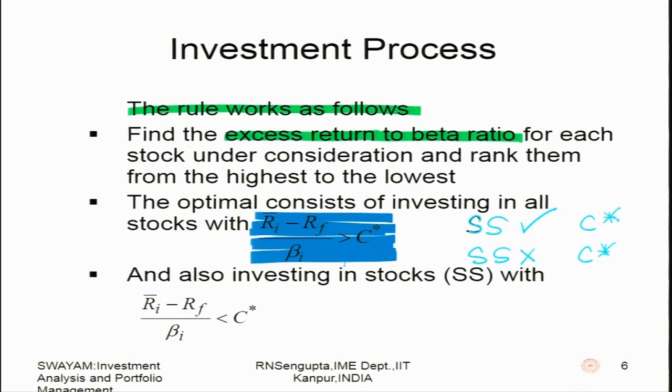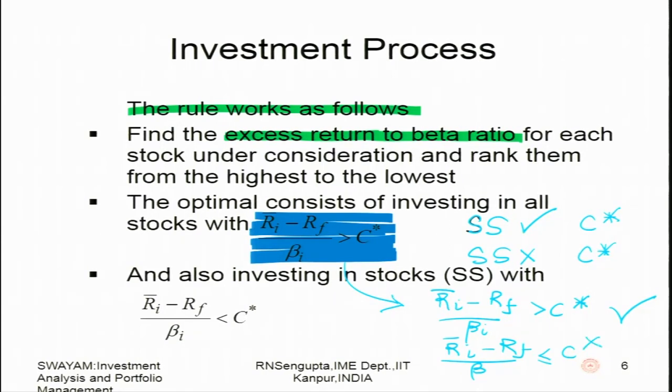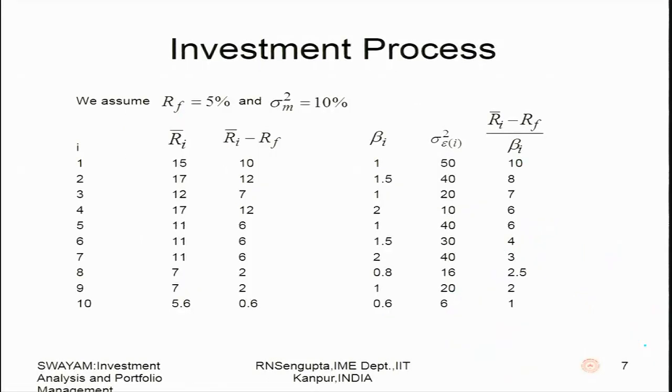So, if I consider the stocks to be invested in the positive sense, Ri minus Rf, technically it can also be written as Ri bar minus Rf divided by beta i is greater than C star, you will invest. So, I put a tick mark here, and if Ri bar minus Rf divided by sigma is less than or equal to C star, you will still invest. Yes, you will, because short selling is allowed, but in the sense that the weights will be negative, and we will follow the same concept that the sum of the normalized weights should add up to 1, because you are formulating the problem keeping in mind that the weights should add up to 1. So, again the same problem.